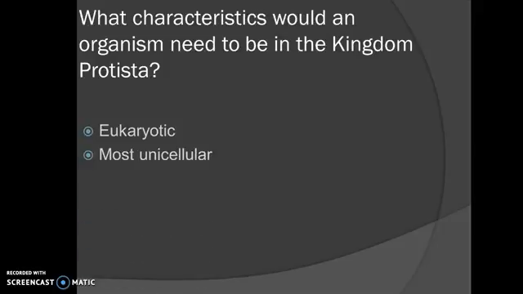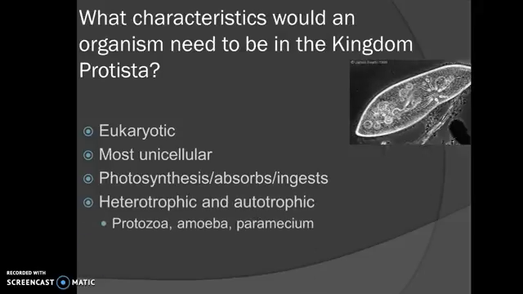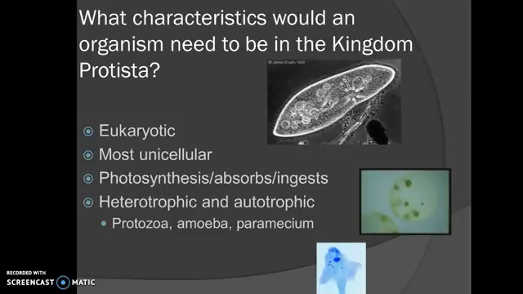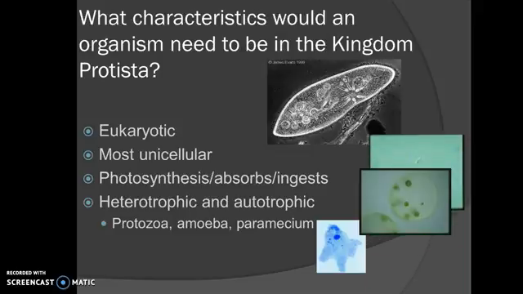Okay, what about kingdom Protista? They're eukaryotic, so no longer are we looking at prokaryotic anymore. Eukaryotic means they have membrane-bound organelles, and they have a nucleus. Most of these are going to be unicellular, and these are going to be the little things that are floating around in the fresh water or the ocean too, and they photosynthesize, or they can absorb or ingest outside materials. They're heterotrophic and they're autotrophic. Protozoa, amoeba, paramecium, all these that are floating in are going to be examples.